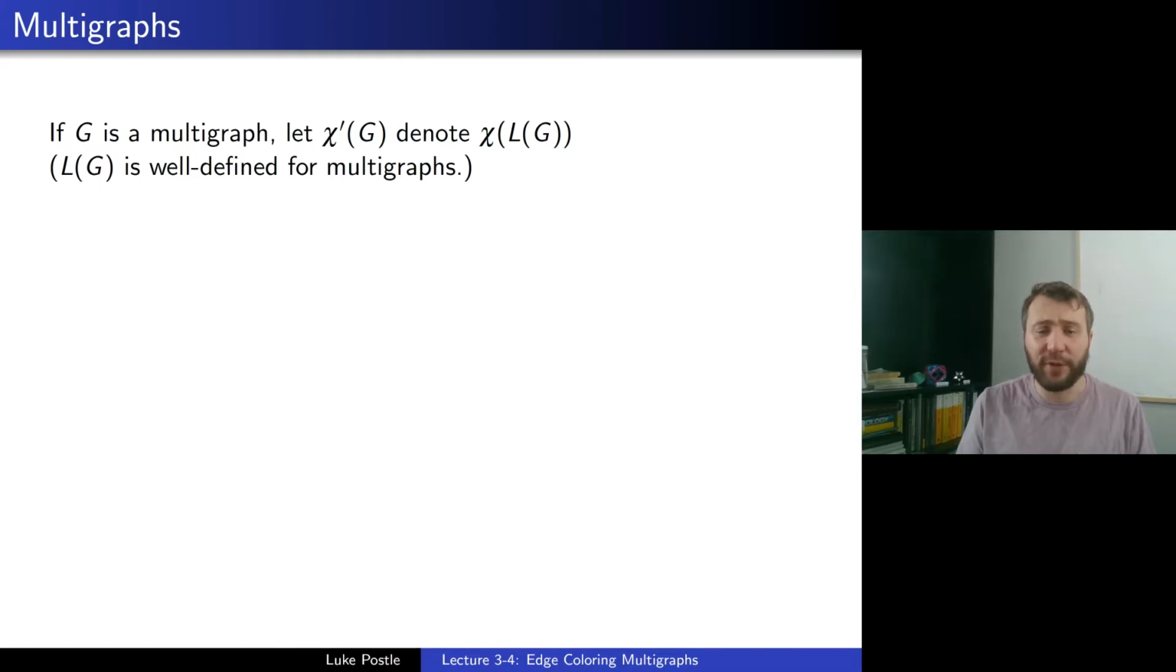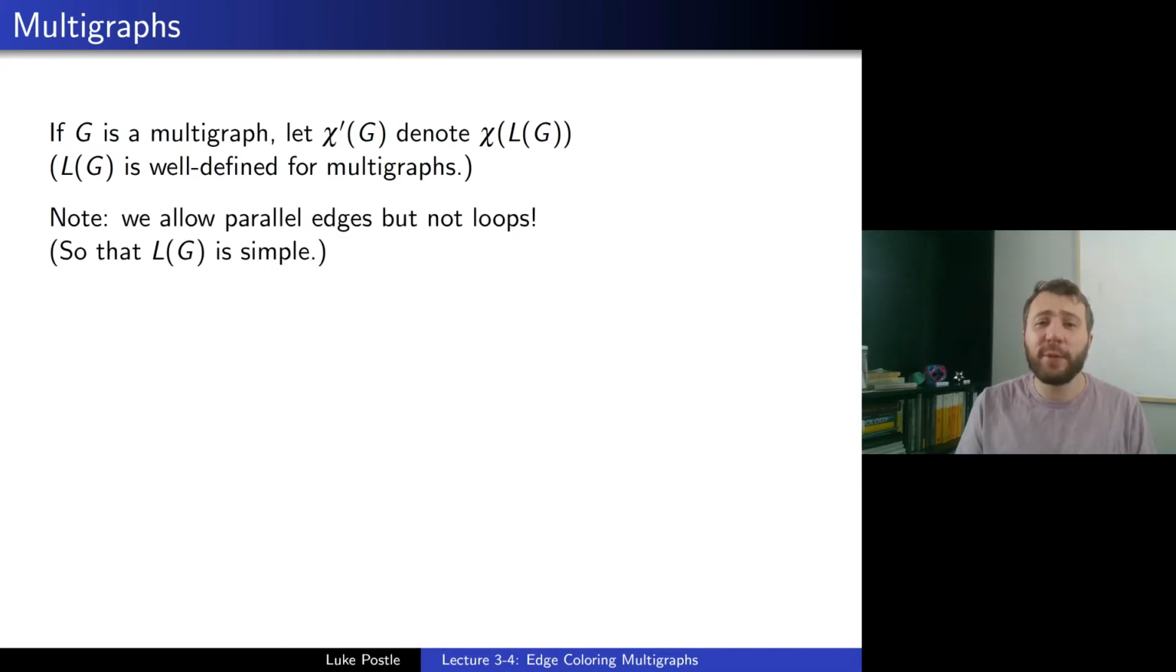for multigraphs. But as a note here, we will allow parallel edges, but not loops, because if you have a loop in a graph, then in the line graph, it's adjacent to itself. It creates a loop in the line graph, and then actually it wouldn't really be possible to color such things, as it would be incident with itself. So we'll do that, and then you get that the line graphs are actually simple graphs. So we'll just make that assumption throughout, and then we'll press on. So we're allowing parallel edges, but not loops.